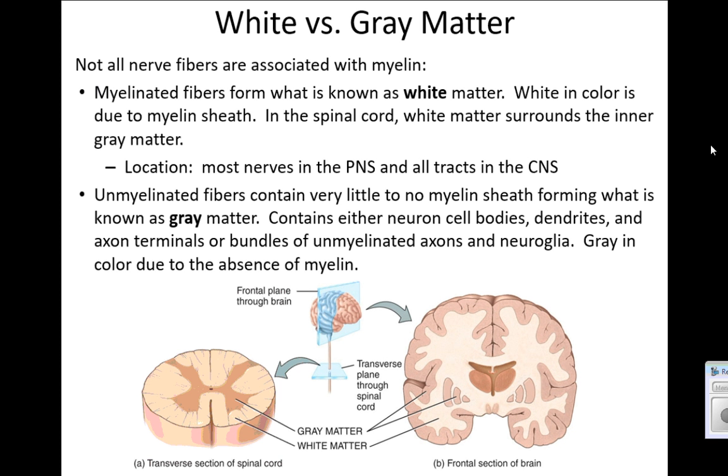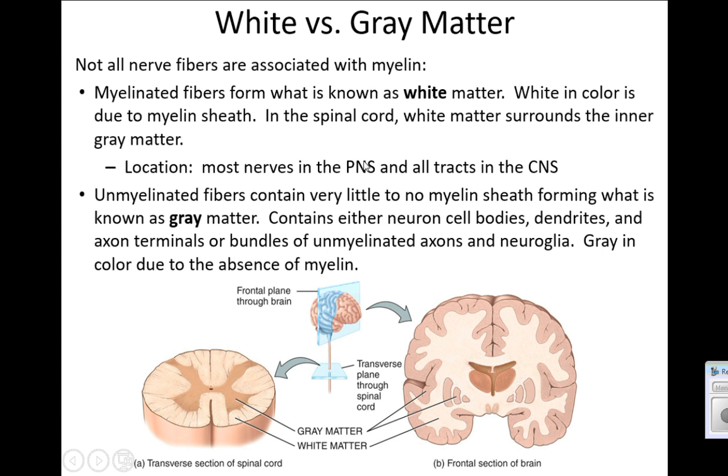These are what we call white and gray matter within the brain and spinal cord, and it's due to the presence or absence of myelin. If it is white in color, it is due to neurons that have lots and lots of myelin. Okay? Because of the fatty makeup of myelin, it's going to look really white. In our brain, it forms the inside, covered by a shell of gray matter. In the spinal cord, it's on the outside with the gray matter on the inside, so they're opposite.